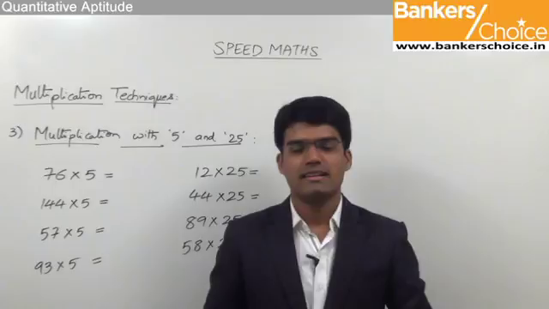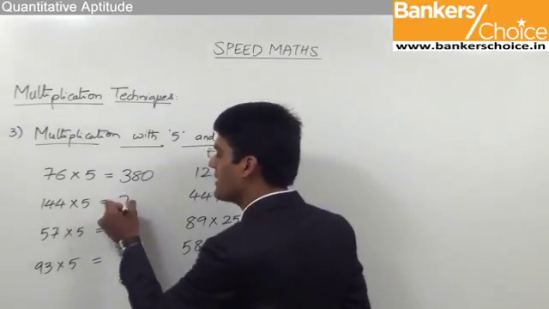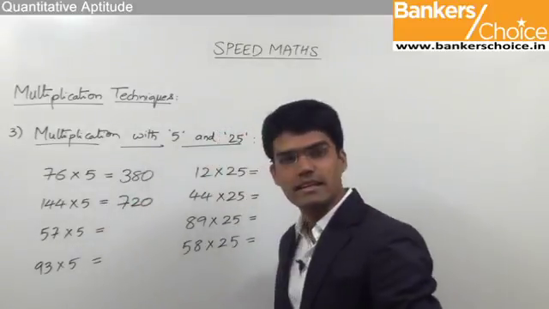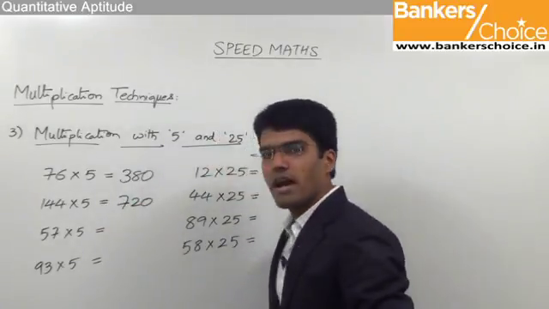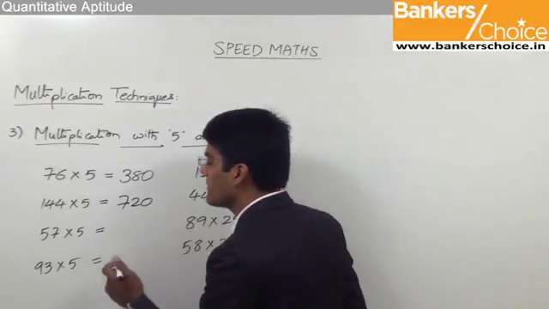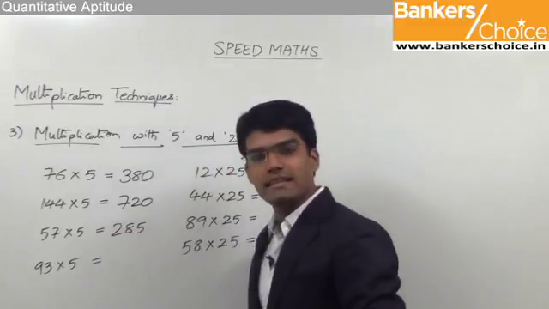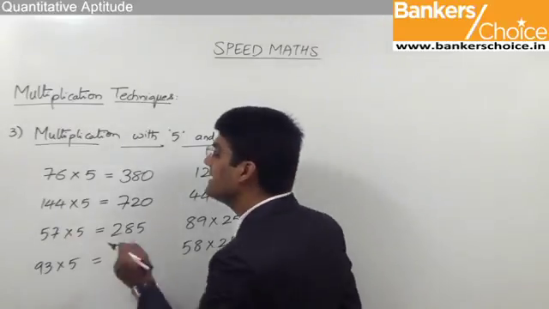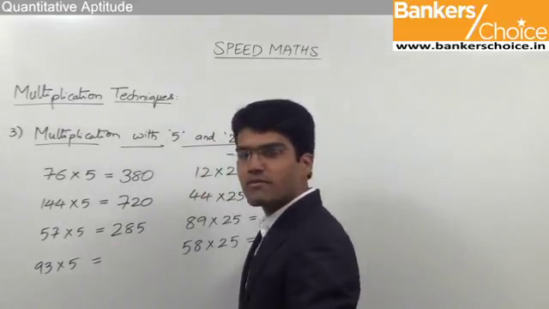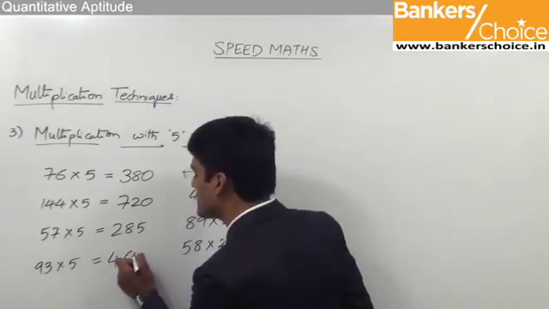Time up guys, let's see what are the answers for these questions. 76 into 5, half is 38, so the answer should be 380. 144 into 5, half is 72, so the answer should be 720. 57 into 5, half is 28.5, so the answer should be 285. And the last one here is 93 into 5, half of 93 is 46.5, so the answer should be 465.